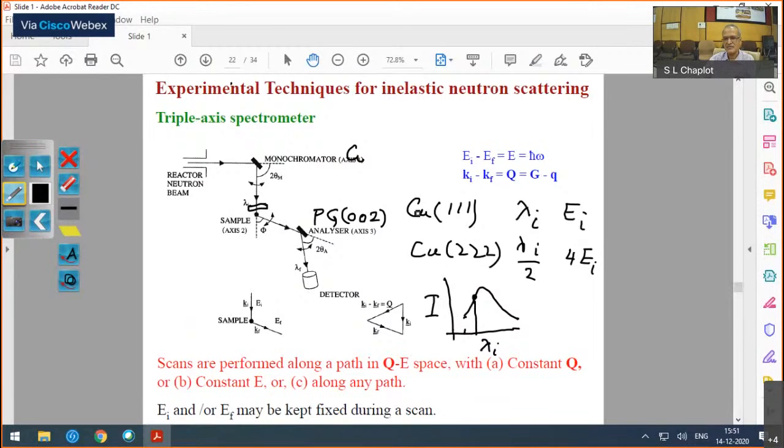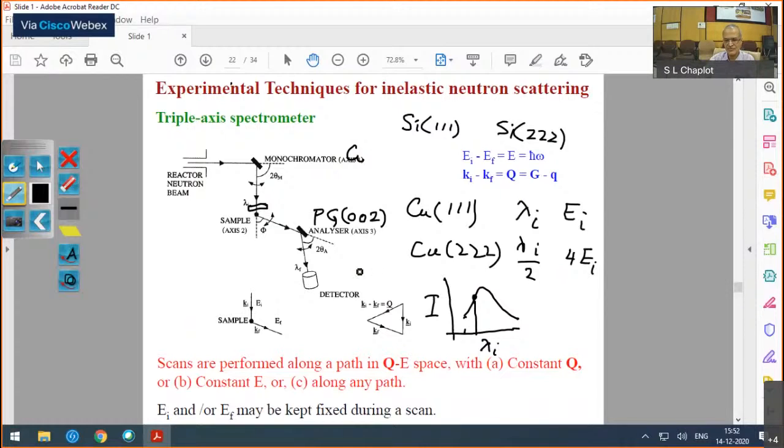A third option is instead of copper, for example, if one uses silicon, say 111, then we know that by symmetry, silicon 222 reflection is absent. Okay, that's because silicon atoms are at 0, 0, 0 and quarter, quarter, quarter. So for silicon 222, the structure factor is 0, and so there will be no second order reflection. Third order may be there, but by third order, the neutron intensity coming from the reactor may be much too low.